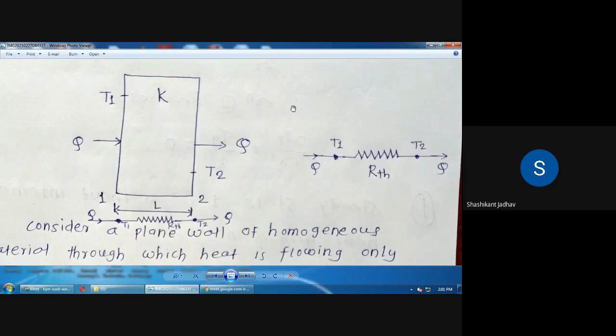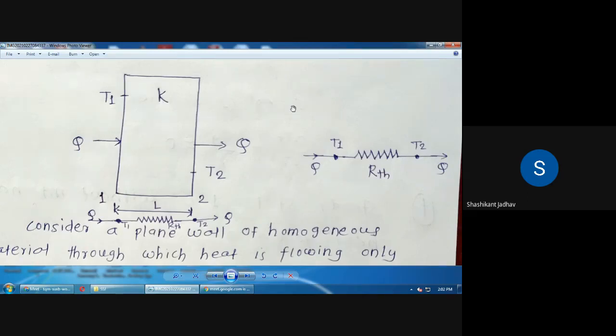Okay, so we have drawn one plane wall. At the left hand face the temperature is T1, at the right hand face the temperature is T2. So heat transferring through this wall is nothing but Q. Then L is the thickness of the plane wall. The left hand face is named face number 1, and the right hand face is named face number 2. Okay, so this is the heat transfer system.